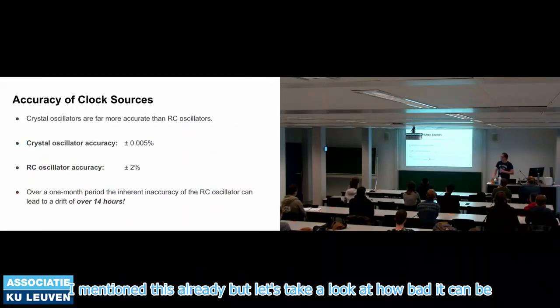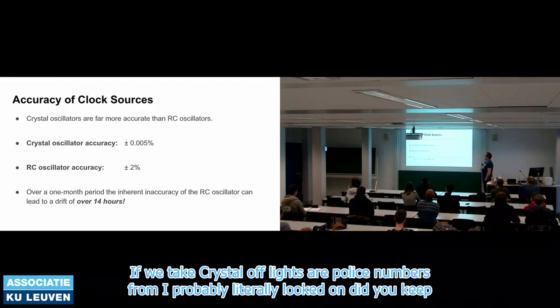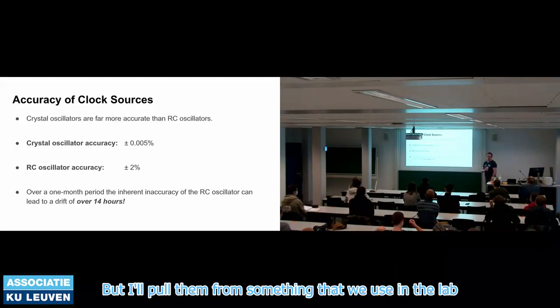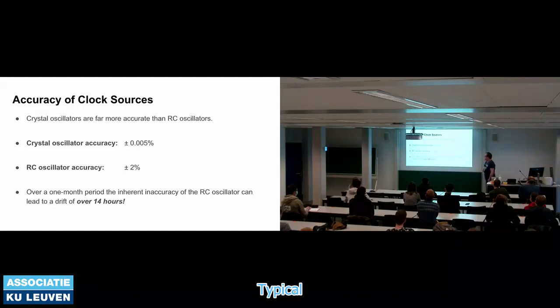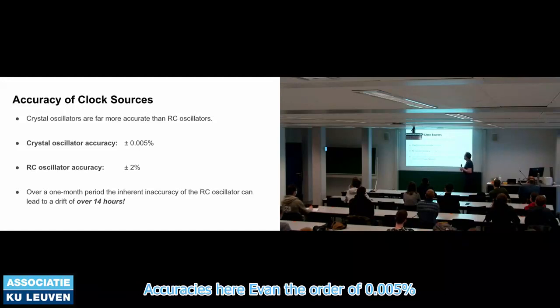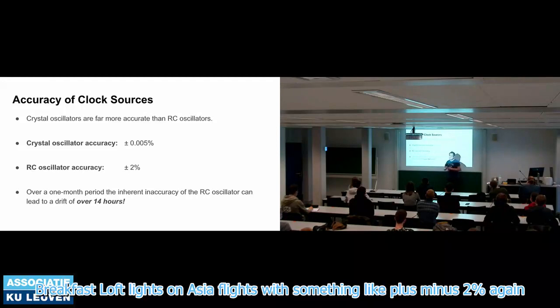So I mentioned this already, but let's take a look at how bad it can be. If we take our crystal oscillators, and I pulled these numbers from something we use in the lab, we have typical accuracies of the order of 0.005% for a crystal oscillator. On the other hand, our RC oscillator is something like plus minus 2%.